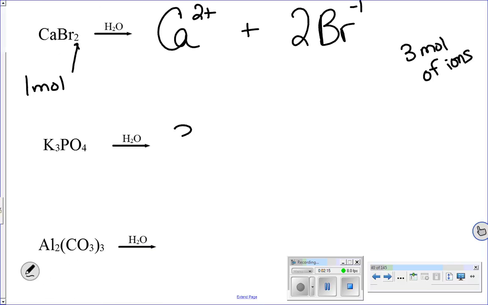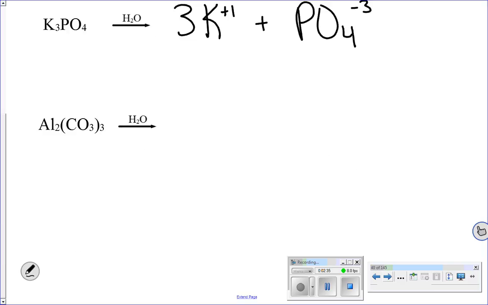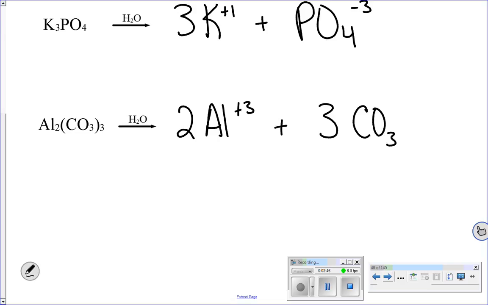So in our next compound we have 3 potassiums. Potassium has a +1 charge. And remember PO4, that's reference table E, those are covalent bonds. So that's going to be PO4 with a -3 charge. Our next one, we have 2 aluminums, each one with a +3 charge. Then we have 3 carbonate ions, each one with a -2 charge.